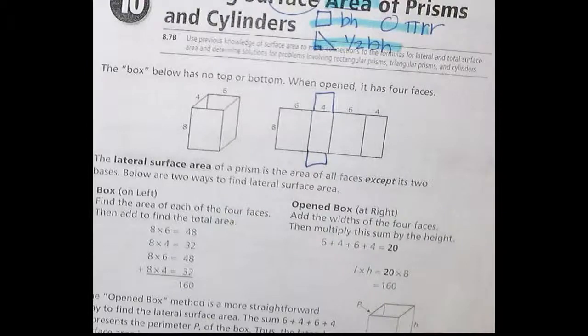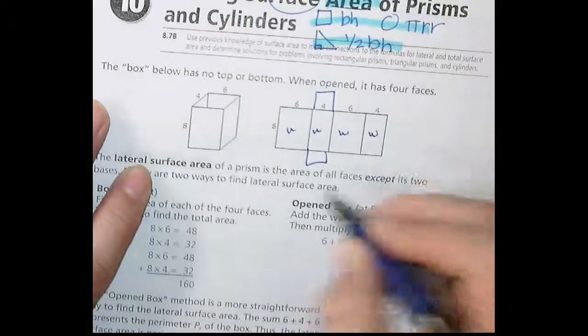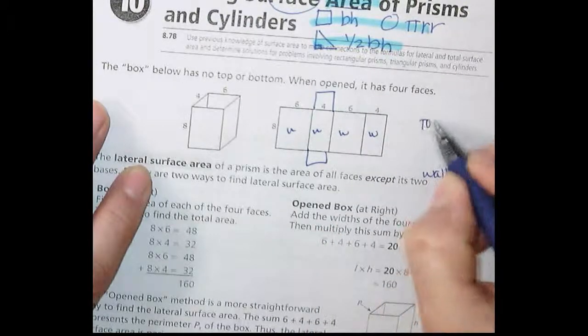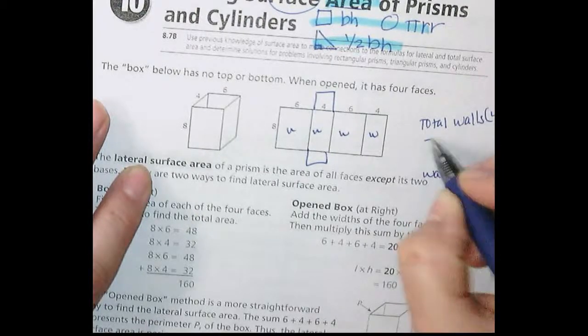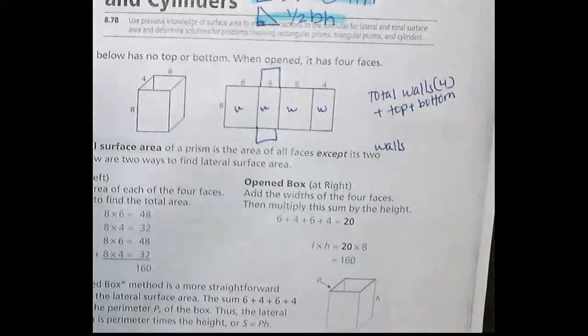Now, if you want total, that's total. If you want lateral, you want walls only. So lateral would be wall, wall, wall, wall. If you want total, it would be walls, actually there's 4 of them, plus the top, plus the bottom. My kids, we call that the floor and the ceiling. Why not? That's usually where I keep the floor and the ceiling. So that's kind of where we're at.